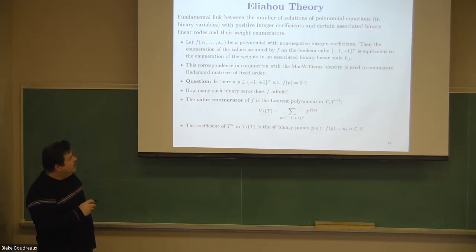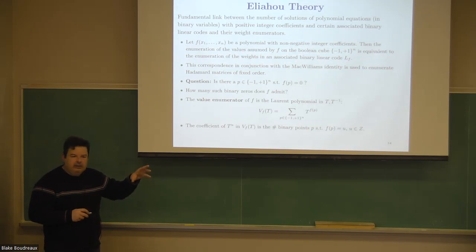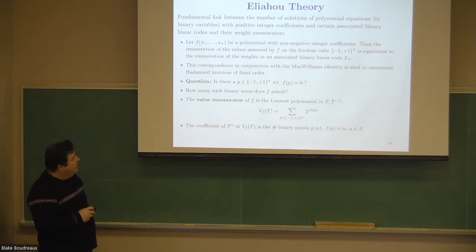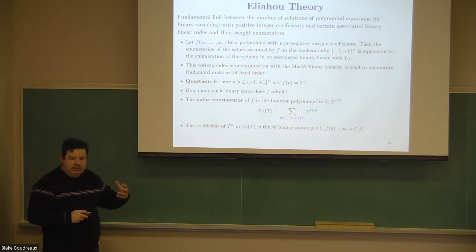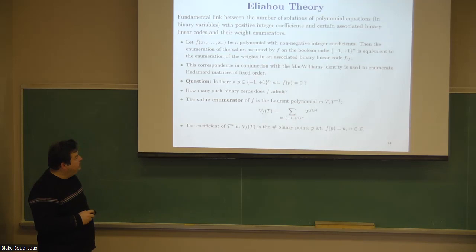So here's some technicalities. If f is a polynomial of n binary variables with non-negative integer coefficients, then the enumeration of the values assumed by f on this Boolean cube, so the plus minus 1 sequences of length n, is equivalent to the enumeration of the weights in an associated binary linear code LF. That's what this paper is doing. So this correspondence, in conjunction with the MacWilliams identity, is used to enumerate Hadamard matrices of fixed order. And that's how this formula occurs in his paper.